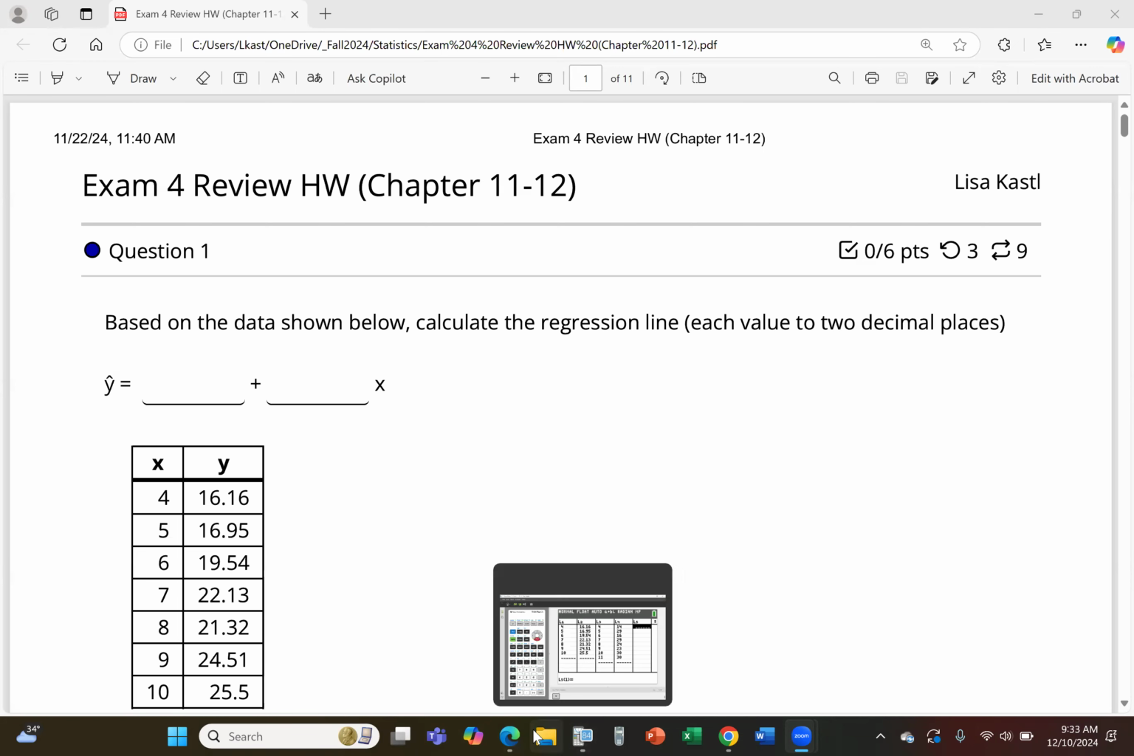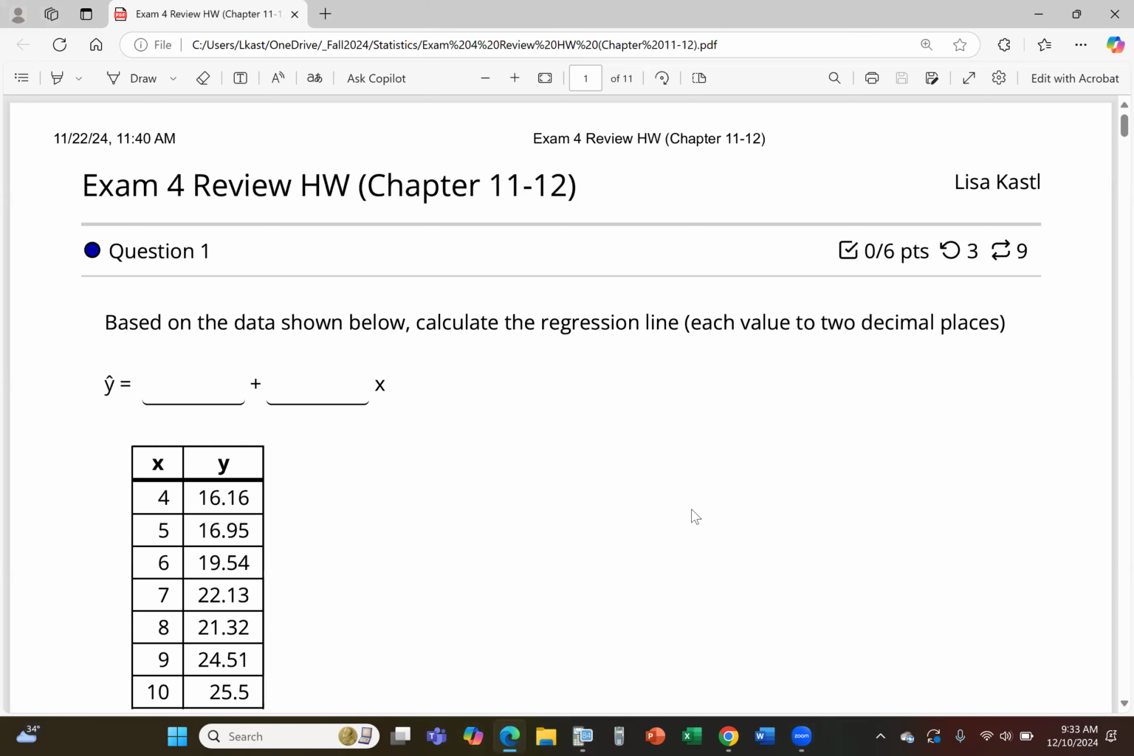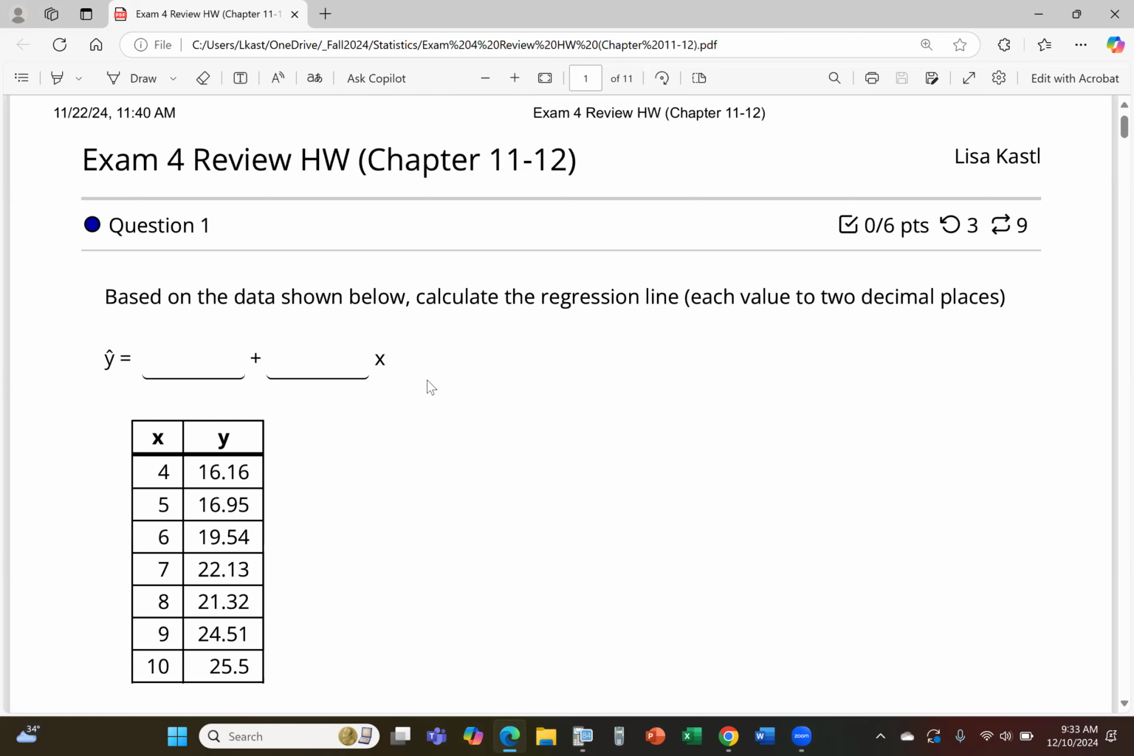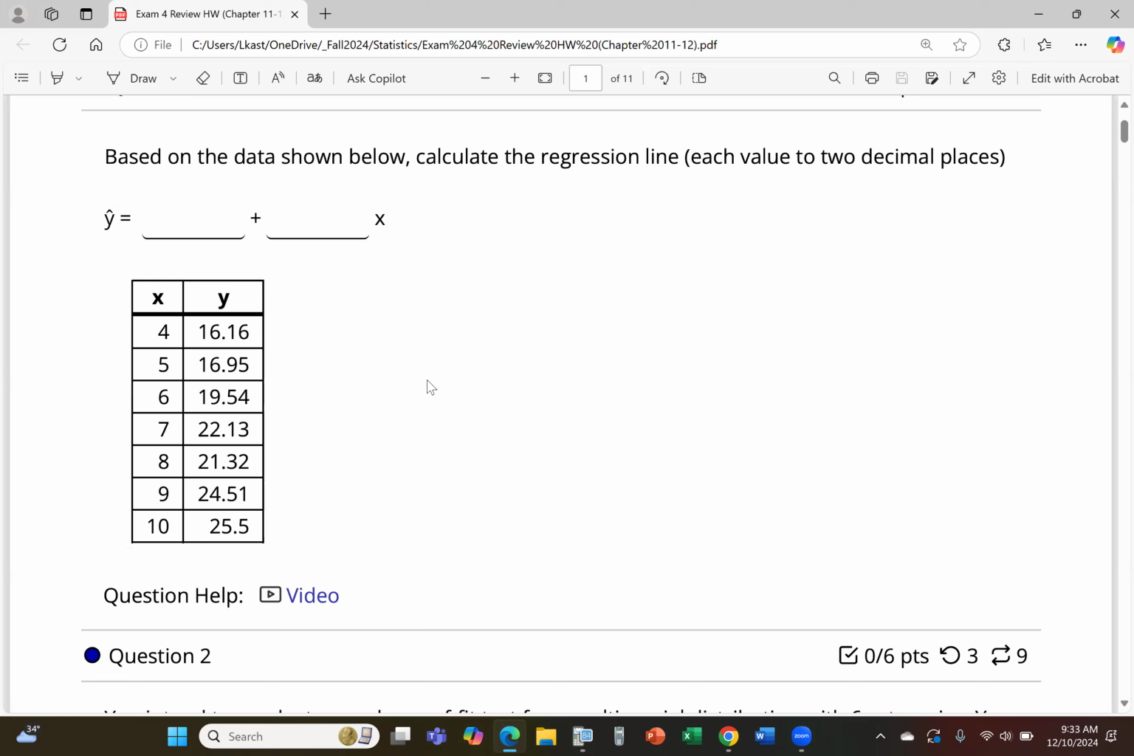All right. Review. Problem 1. Based on the data shown below, calculate the regression line, each value to 2 decimal places.